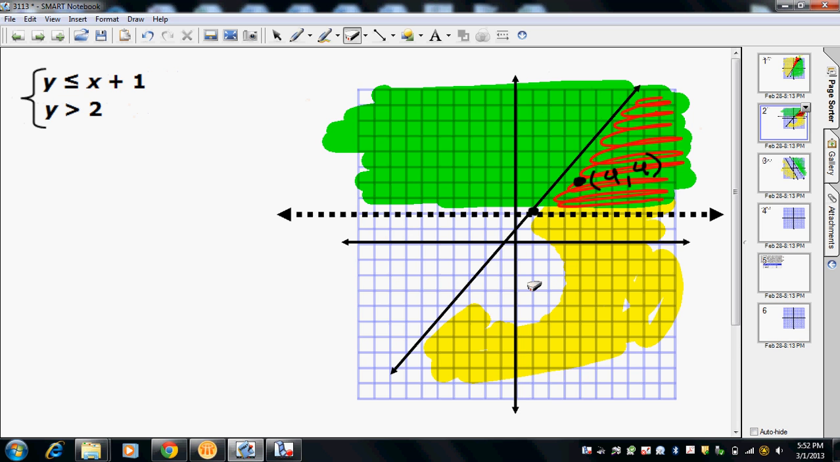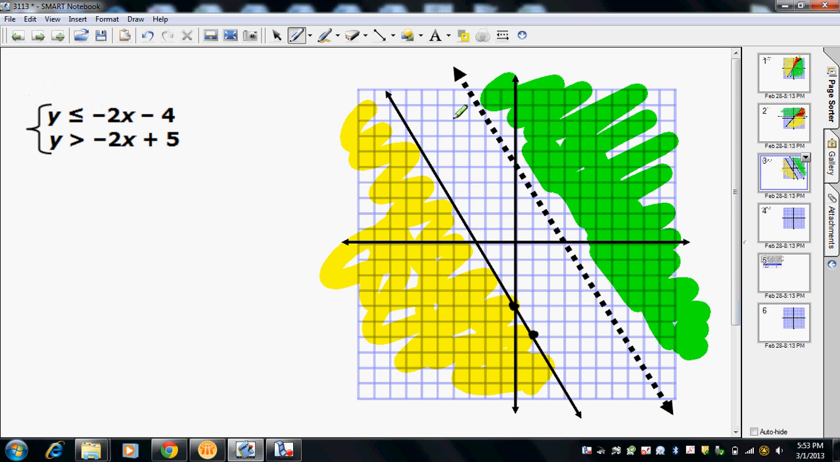Over here in the yellow part, we have y is less than or equal to x plus 1. Again, it's a solid line, and I'm erasing it as I'm talking. It is a solid line. And this whole area is the solution to that inequality. Then I graphed y is greater than 2. It's a dashed line because it's greater than, and I colored that area in green. The overlapping area is what is right here in red. So this red area is the solution to the system of the two of them together. And again, a coordinate that would satisfy both of these inequalities would be 4, 4 because it lies in this red shaded area.